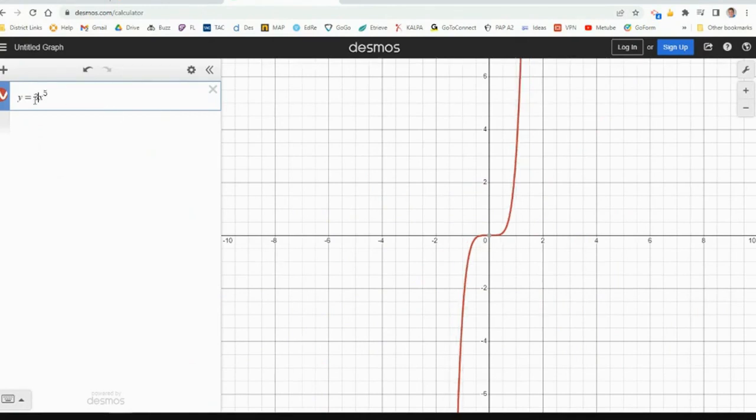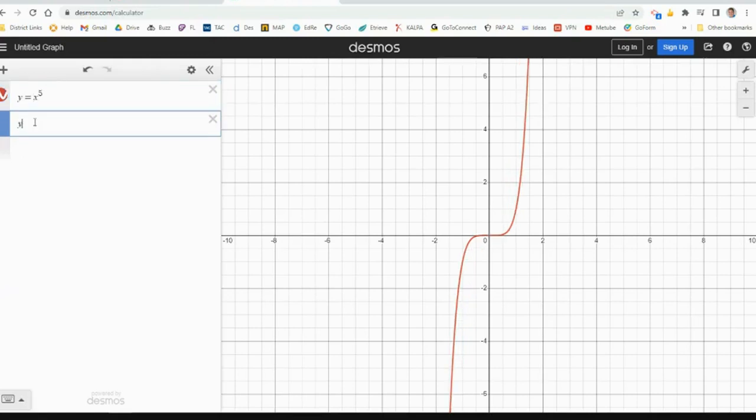And let's make it, no, let's leave it x to the 5th. And then we're going to take that equation and put a negative out front. And we're going to make that x minus 2 to the 5th. And then we're going to add 3.